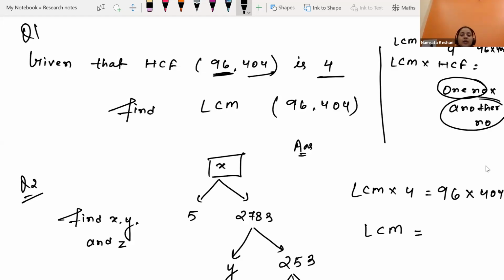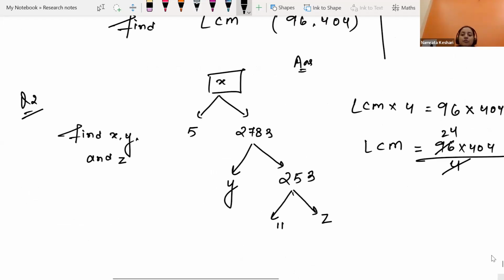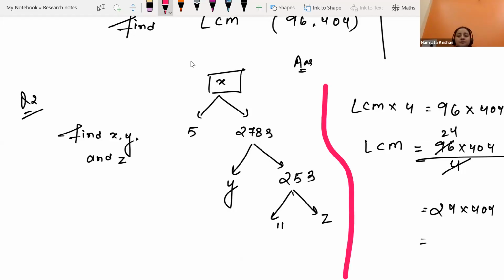So 96 into 404 by 4. 4 times 24 is 96, so 24 into 404 we have to do. Then we'll get the LCM directly. Whatever we get from here will be the LCM. Let's do it. Please multiply 24 with 404. Please do it now, everyone.